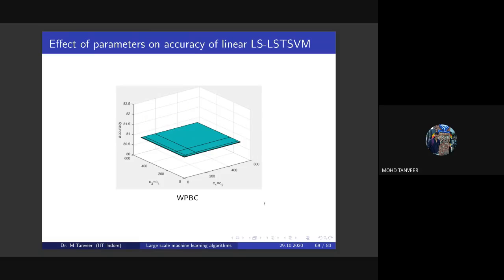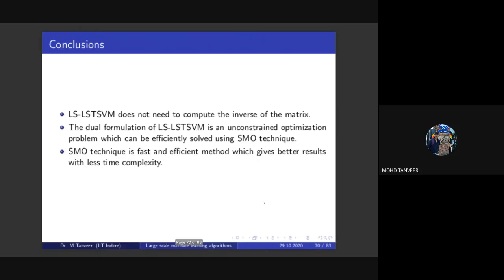Another example on another data set. Here, for the large scale data set, we don't need to compute the inverse of the matrices. The dual formulation is an unconstrained optimization problem, which can be efficiently solved using the SMO technique. SMO is a fast and efficient method that can give better results with less time complexity.